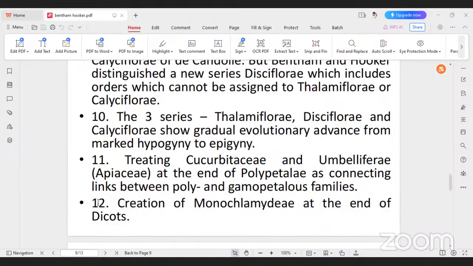Treating Cucurbitaceae and Umbelliferae at the end of the Polypetalae, as connecting links between Polypetalae and Gamopetalae families. Because in these families, Cucurbitaceae, Umbelliferae, Apiaceae, some of the plants are actually in Polypetalae, where the petals are free, but somewhere a connection is there, fused. That's why this is the link between Polypetalae and Gamopetalae. And the creation of Monochlamydeae at the end of the dicots is also a good decision.